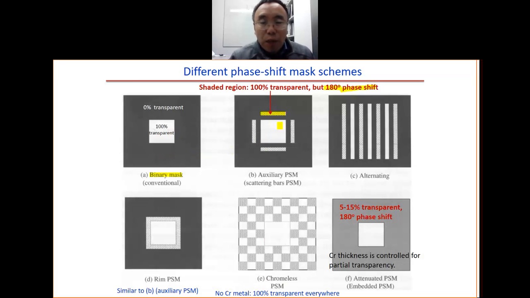So how come this one can give you better image contrast? For example, if you draw a line cross section here, the light comes from the center part. You can see something like this, the light profile from the center part. The light that comes from this part, its opposite side, is something like this.